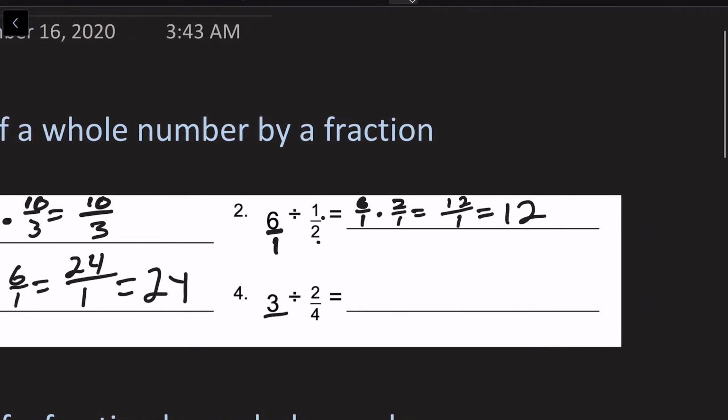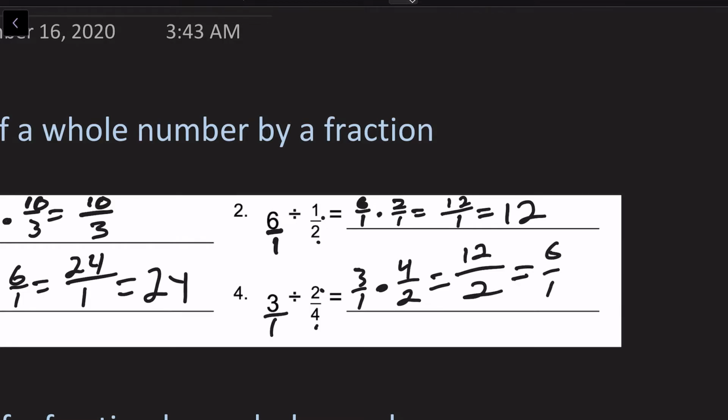3 over 1 instead of just 3. So now we write 3 divided by 1 multiplied by the reciprocal. So 4 over 2. And that's going to give us 3 times 4 is 12, and then 1 times 2 is 2. So this is going to give us 6 over 1, which is just 6.